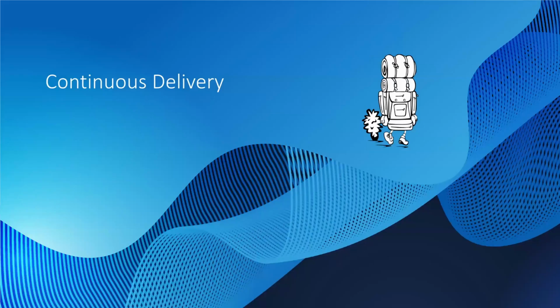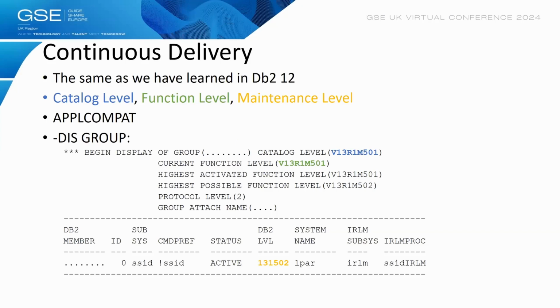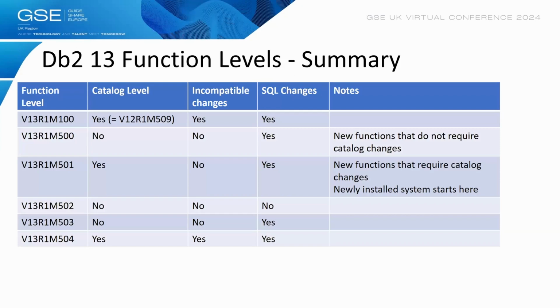So let's do a quick recap of continuous delivery, because Db2 13 is based on continuous delivery, which was introduced with Db2 12. I'm pretty sure at this time everyone is aware of these concepts: catalog level, function level, maintenance level, and what's most important for application developers, I guess, or for applications in general, is APPLCOMPAT. So these 4 levels, we are aware of them. Display group can show you all these 3: catalog level, function level, and the maintenance level. Application compat is application specific, so it's a bind option, and there is also a special register.